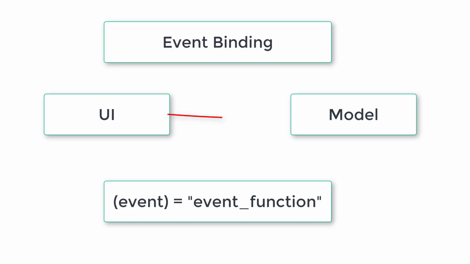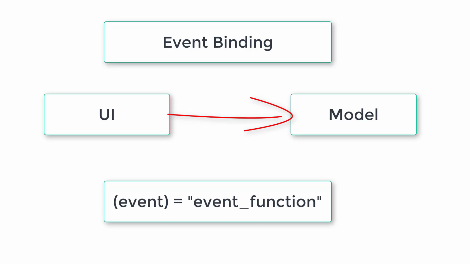Event binding. Whenever the user interacts with your application, like the user performs some click event or mouse down events or change events, there will be some event generated, right? These events need to be handled and some action performed, right? For that, event binding comes into the picture.